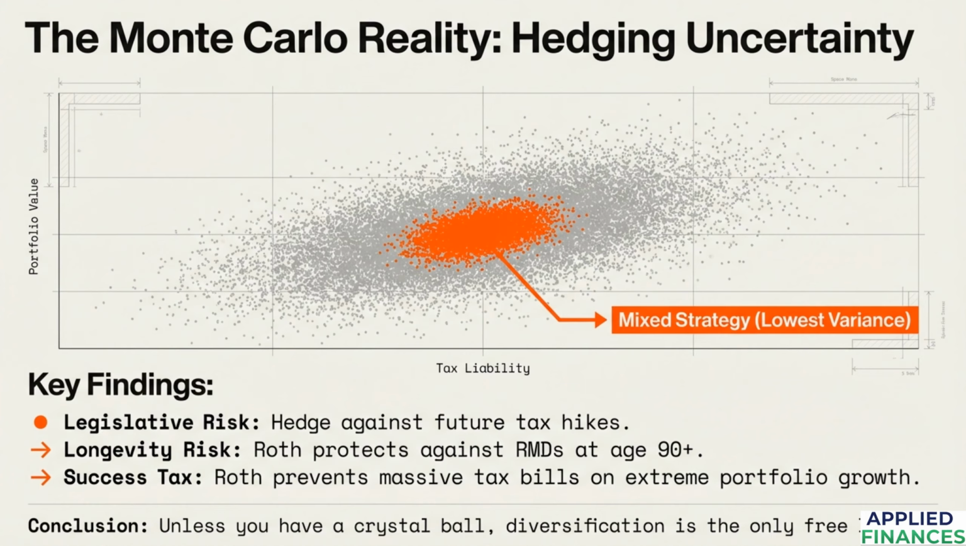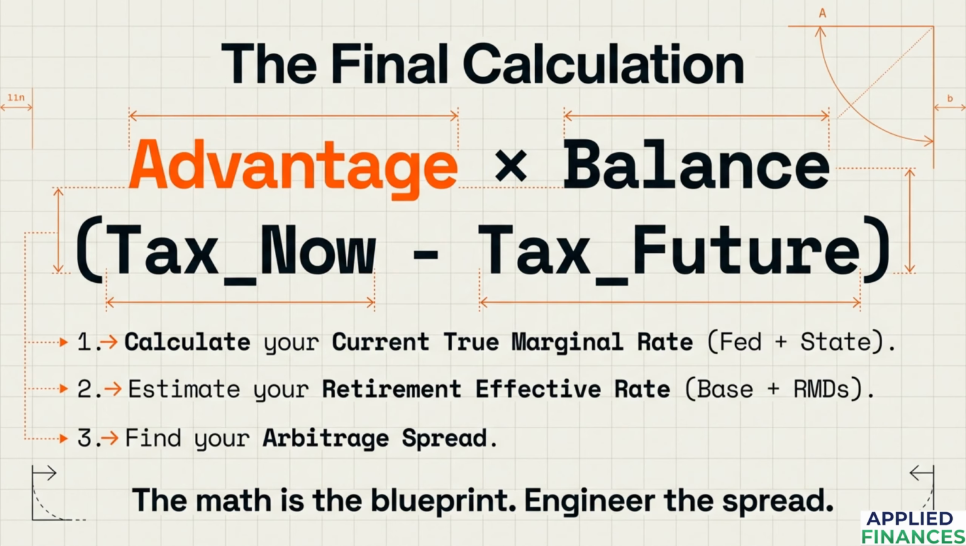any scenario. In conclusion, the final calculation for your strategy is the advantage multiplied by the balance, where the advantage is the difference between your tax rate now and your tax rate in the future. The math is the blueprint, and your job is to engineer the spread. Start by calculating your current true marginal rate, including both federal and state taxes. Then estimate your retirement effective rate by considering your base income and expected RMDs. Finally, find your arbitrage spread and use that to guide your contributions.